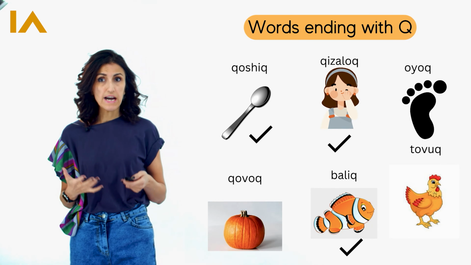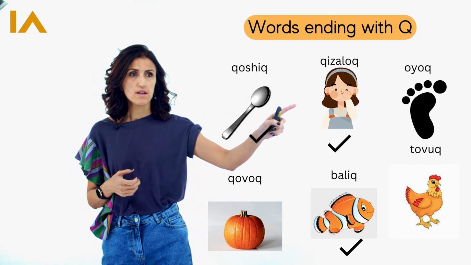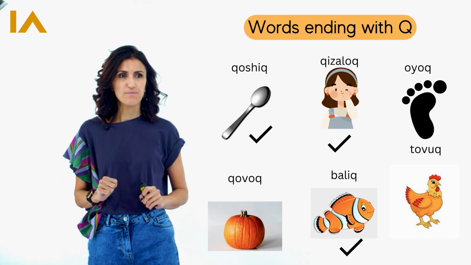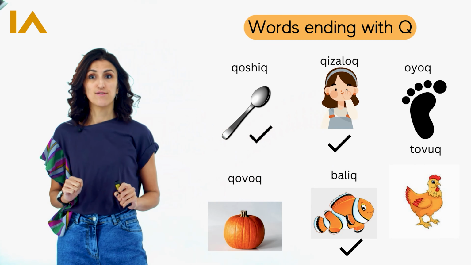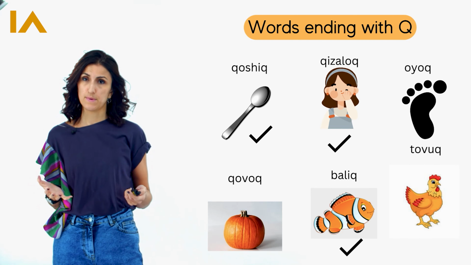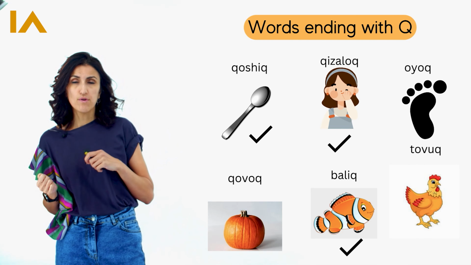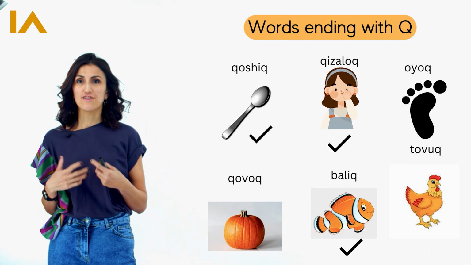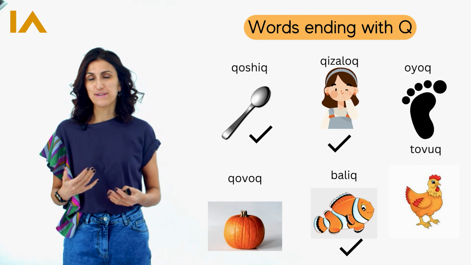So far, out of six words, we practiced using qoshiq, qizaloq, baliq. And I leave three for you: qovoq, tovuq, oyoq. Okay? So in general, you have six words to practice with. Please write that down in your notebook. The more you take notes, the more you practice, the better you'll be, and your time spent watching the video to learn Uzbek will be even more productive.